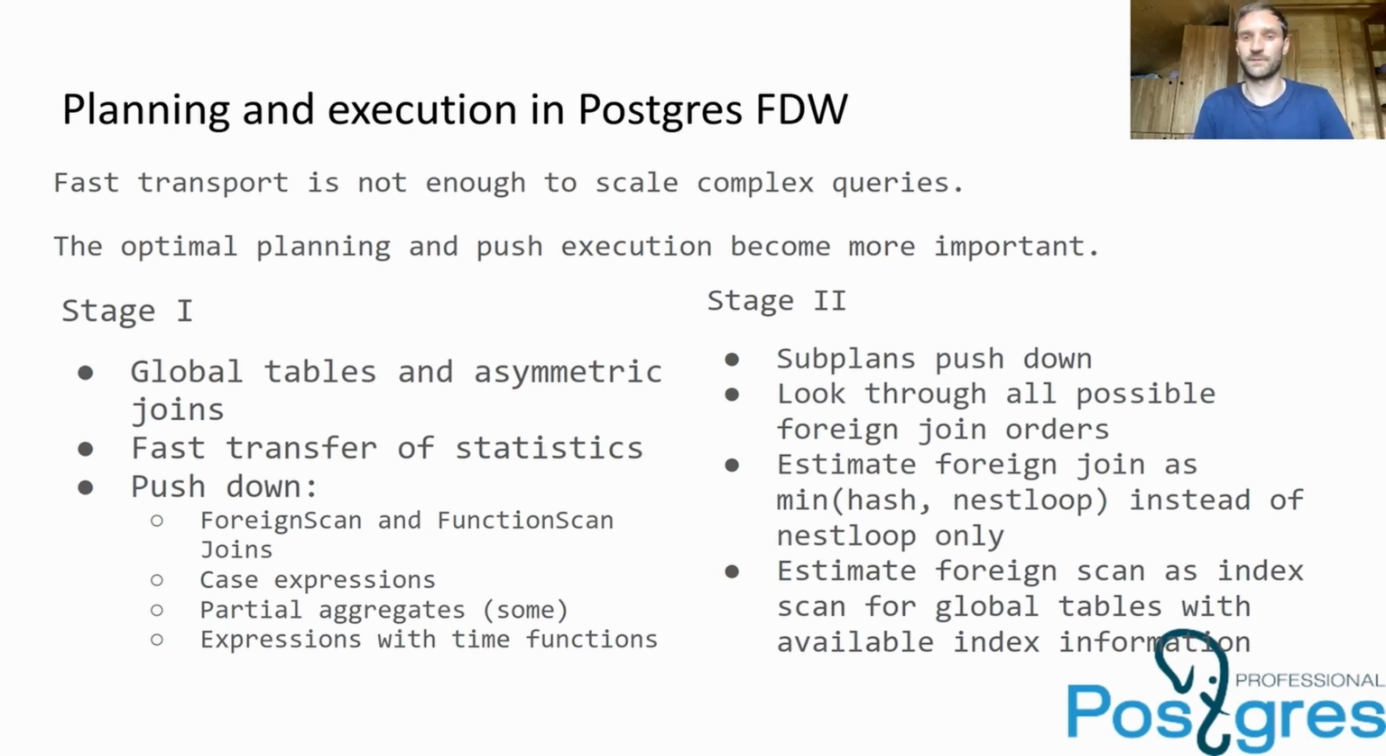As I said, we chose the Postgres FDW infrastructure because it provides a great foundation for distributed planning and execution, but it still lacks many capabilities, especially for push execution. So we decided to work on them in parallel with the transport, and got some significant results.